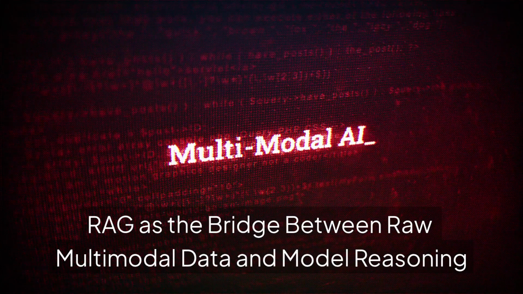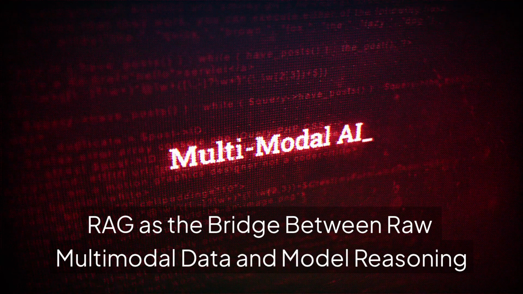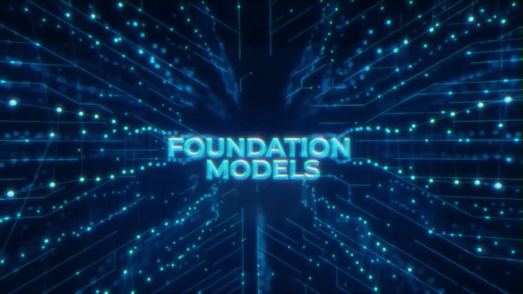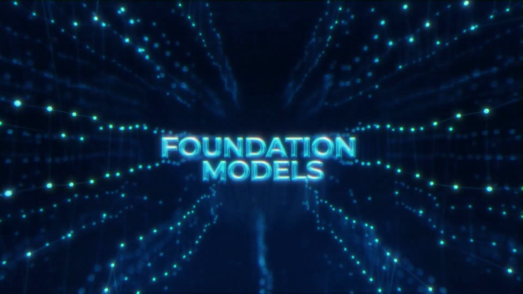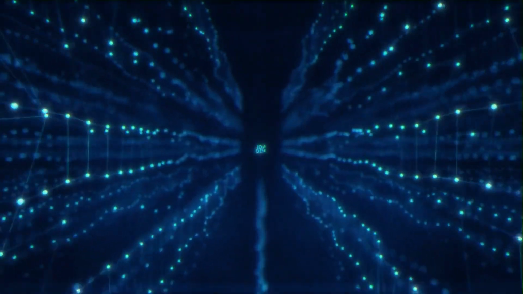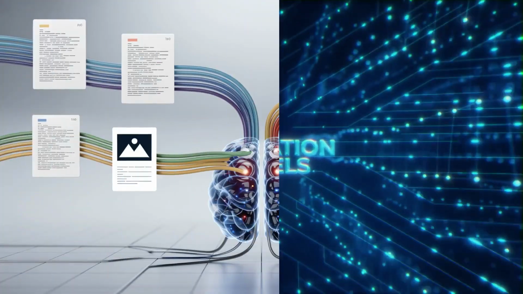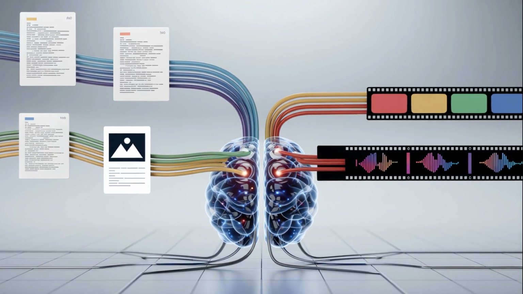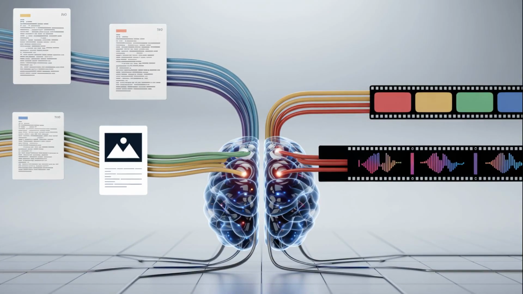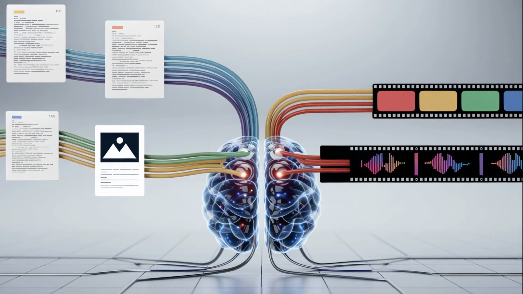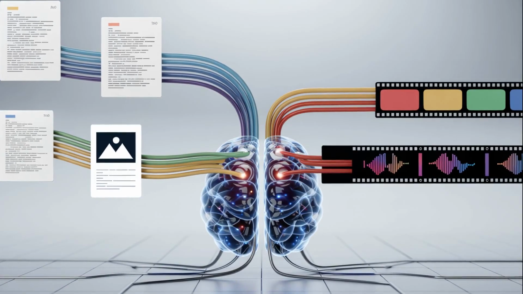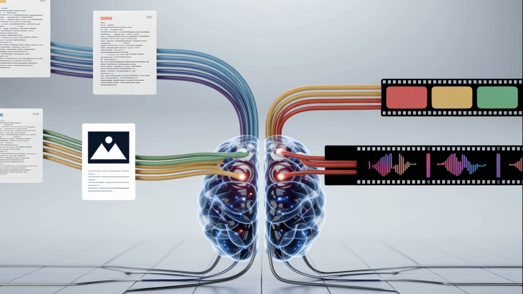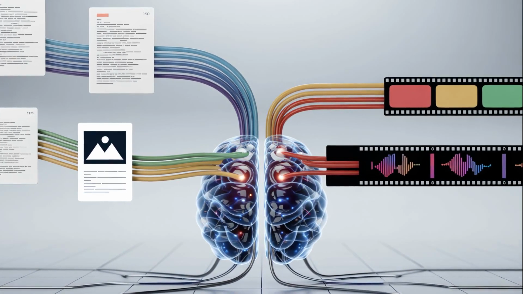RAG is the bridge between raw multimodal data and model reasoning. A critical challenge in modern AI is the gap between raw, unstructured multimodal data and the sophisticated understanding or reasoning capabilities of foundation models. High-resolution images, audio recordings, video streams, scanned documents, and other multimodal artifacts are rich sources of information, but they are not automatically useful to an AI model unless they can be searched, selected, and placed into the model's reasoning context. RAG acts as the functional bridge between these domains.